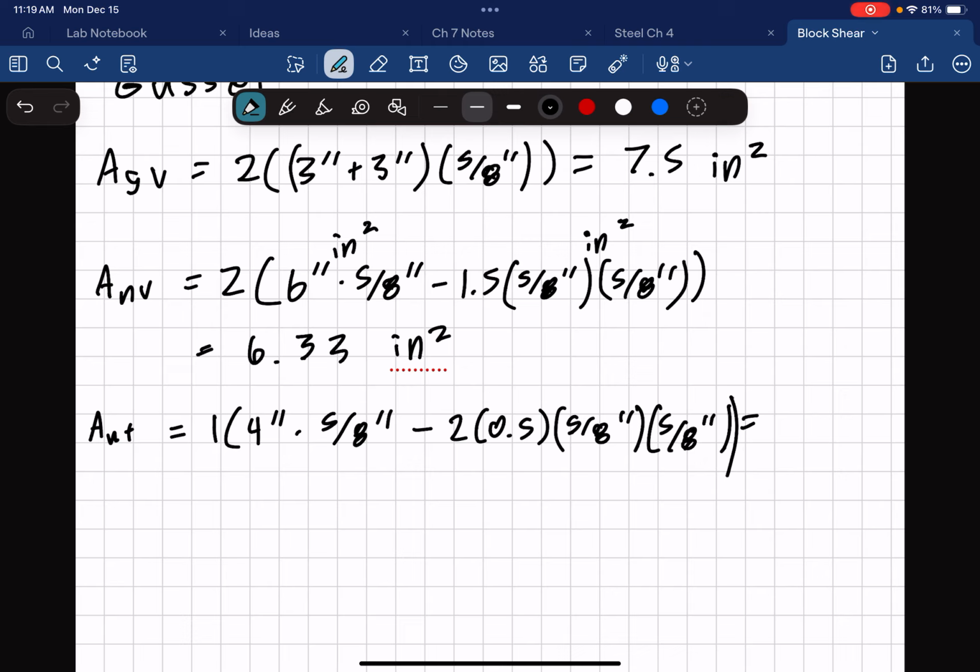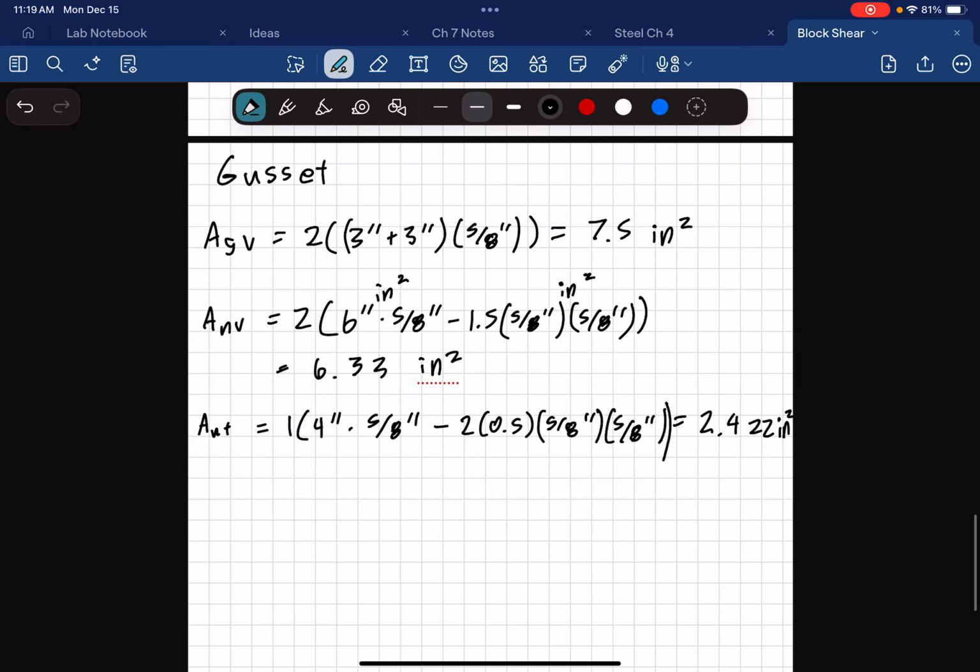Close all that off. 4 times 5/8 minus 2 times 0.5 is 1 times, or pardon me, this is a minus 5/8 squared, essentially, gives us 2.422 inches squared.